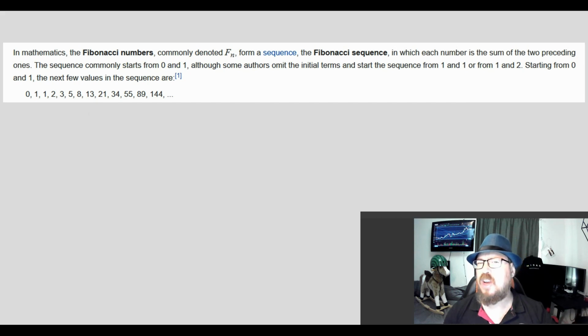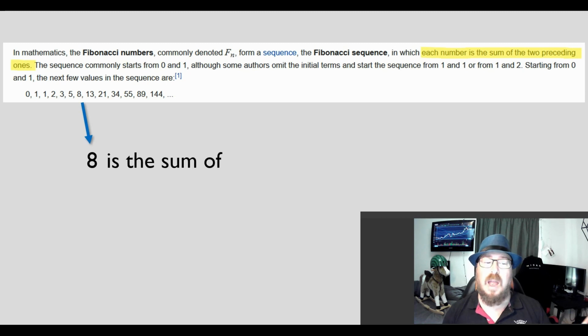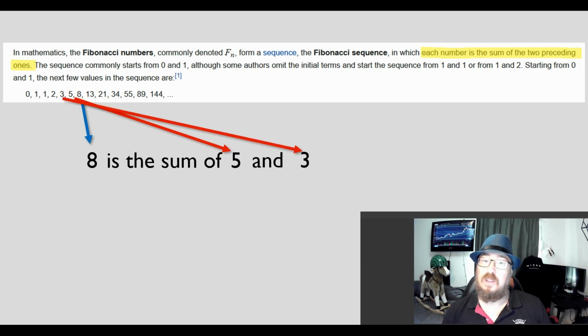Now, Fibonacci retracement and Fibonacci sequence are related, but let's just take a look at the Fibonacci sequence first. Each number in the Fibonacci sequence is the sum of the preceding two numbers. If that didn't make sense, let's take a look at some of these numbers. Here we have 8, and that is the sum of the previous two numbers, 5 and 3. Pretty easy, isn't it?